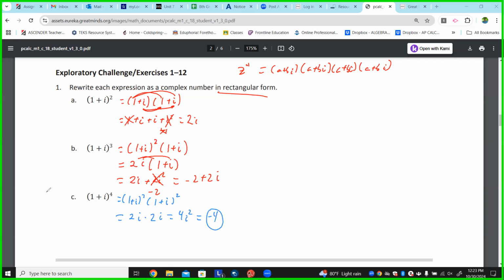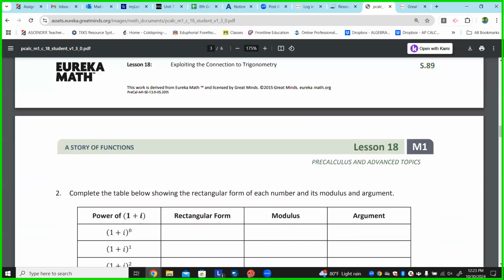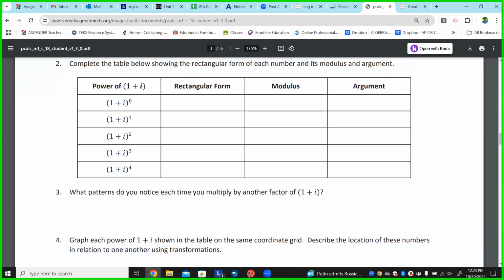All right, so now with all that done, let's fill out a chart and see in chart form if you can identify any patterns. So I'm going to plug in the stuff that we know. 1 plus i squared, what do we end up getting? Just 2i. Okay, so 2i. What was 1 plus i cubed? And then what was 1 plus i to the fourth? -4.